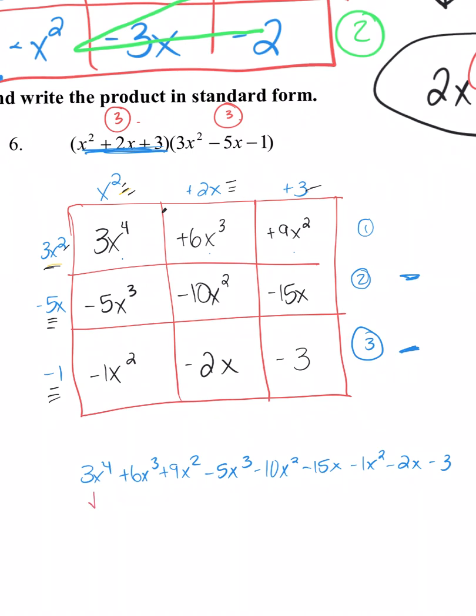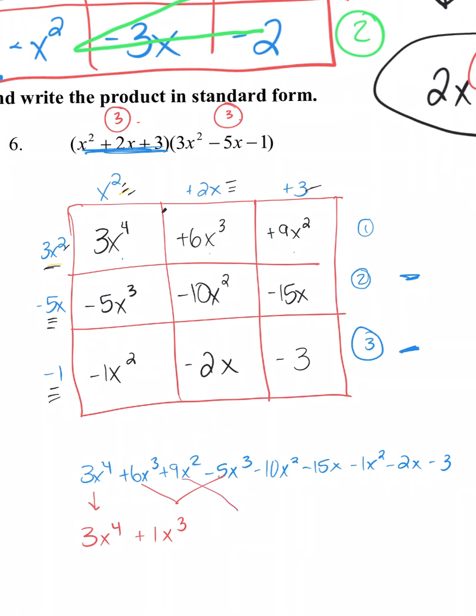So I know that there's no other term that has an exponent of 4, so my 3x to the fourth is just dropping down. Then I need to combine everything with a cube. So these are my two like terms that are x to the third, or x cubed. Okay? So 6x cubed minus 5x cubed just gives me a 1x cubed.